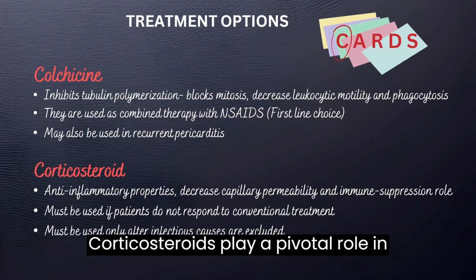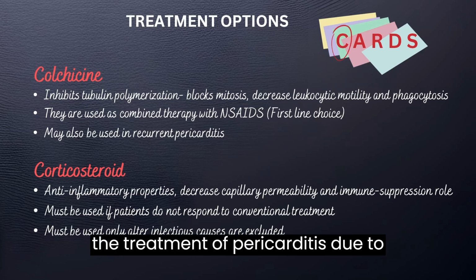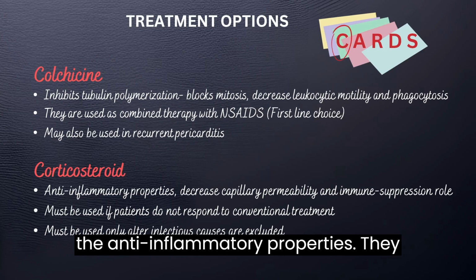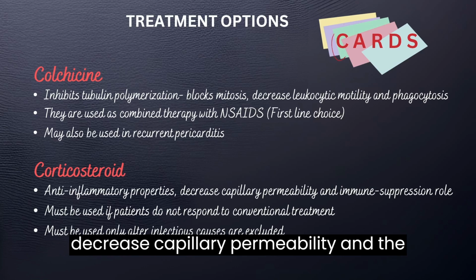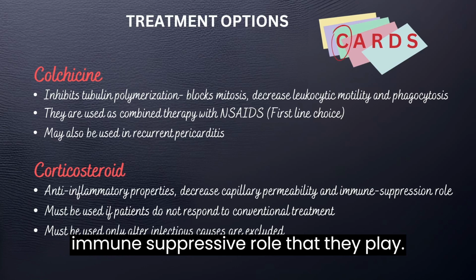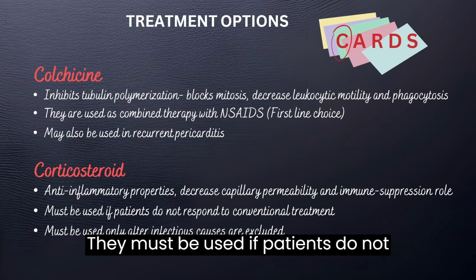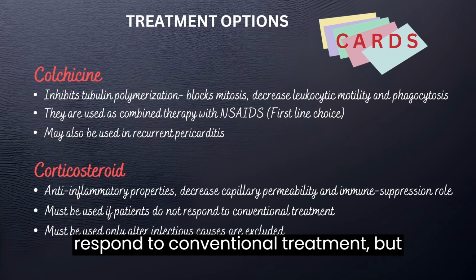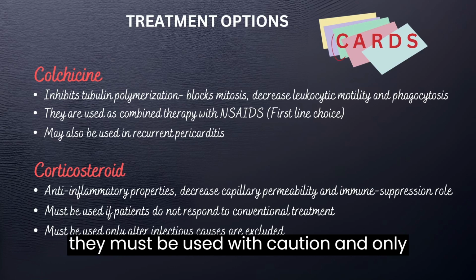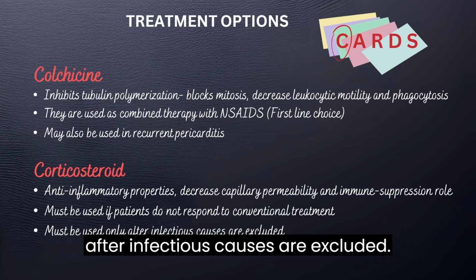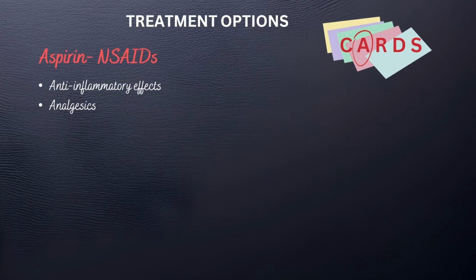Corticosteroids play a pivotal role in the treatment of pericarditis due to their anti-inflammatory properties, decreased capillary permeability, and the immune suppressive role that they play. They must be used if patients do not respond to conventional treatment, but they must be used with caution and only after infectious causes are excluded.